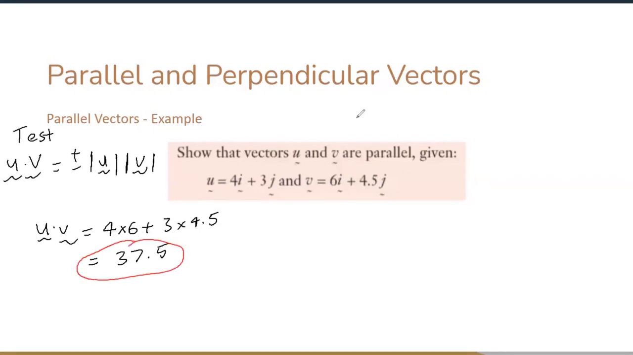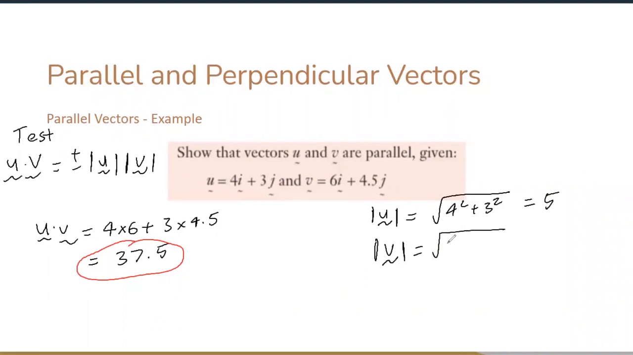Now, we want to test to see if that is the same as the magnitudes multiplied, plus or minus. So let's test that. First off, we have to find the magnitude of u, and we do that using our formula for it. So this will be the square root of 4 squared plus 3 squared. Now, this is a very common example, so I do recommend knowing it. But if not, put it into a calculator and you should get 5. So the magnitude of u is 5. And now finding the magnitude of v, we're going to get the square root of 6 squared plus 4.5 squared. And if you put this into your calculator, what you're going to get is 7.5.